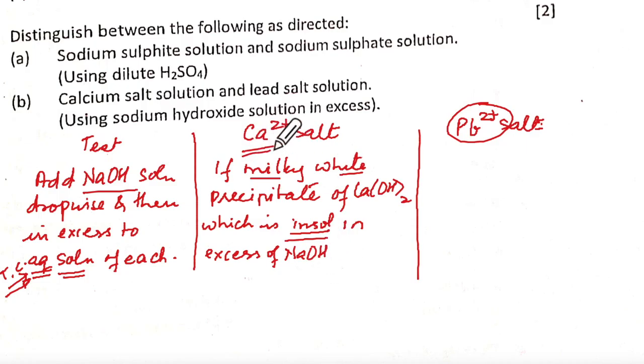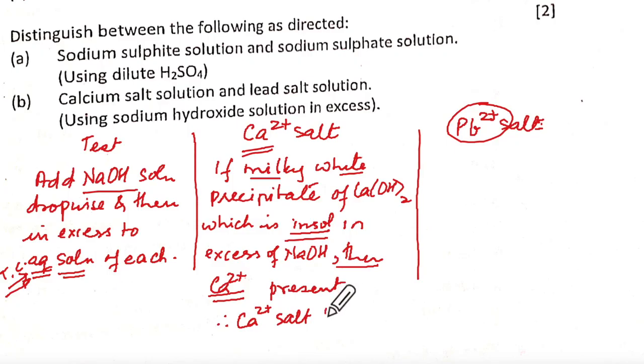With NH4OH there will be no PPT with calcium, right? Remember that. NH4OH doesn't give PPT with Ca2 plus, which is insoluble in excess of NaOH, correct? Then what you will say? Ca2 plus present. Therefore, calcium 2 plus salt present.